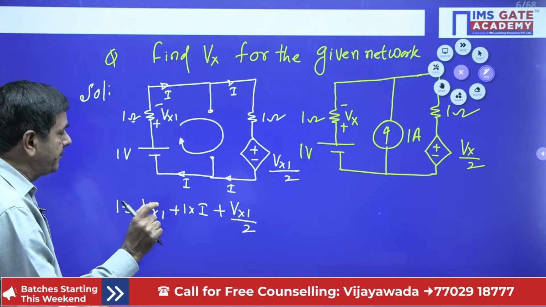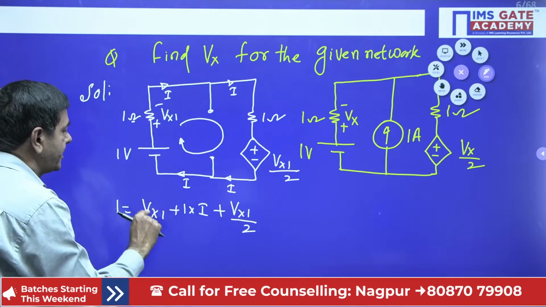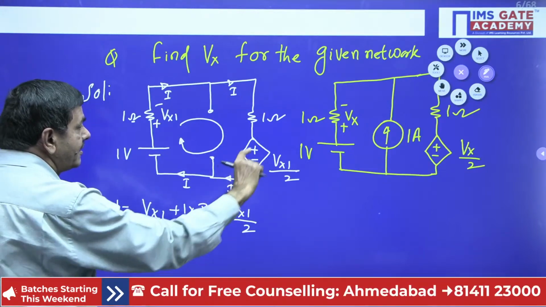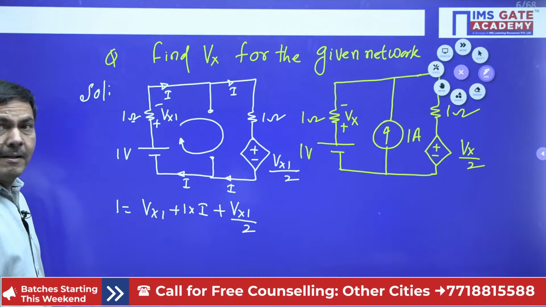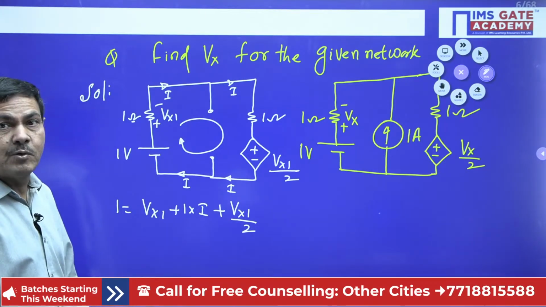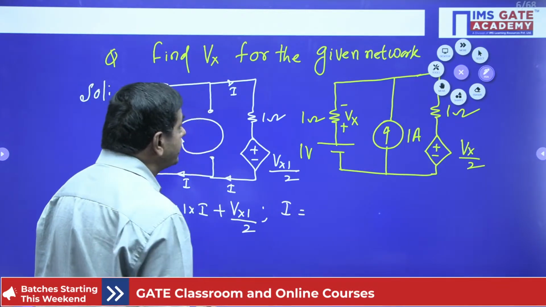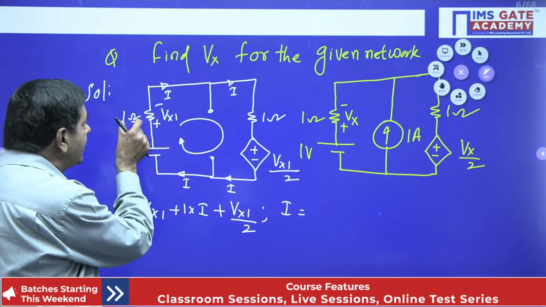Once again I am repeating, supply voltage equal to sum of the drops. Voltage across this is Vx1. When you go this side, current into resistance, this is the drop. This voltage is Vx1 by 2 only now. But to determine the voltage of Vx1, the I value is more important. How can I get that I? I is nothing but current across 1 ohm also I can write.